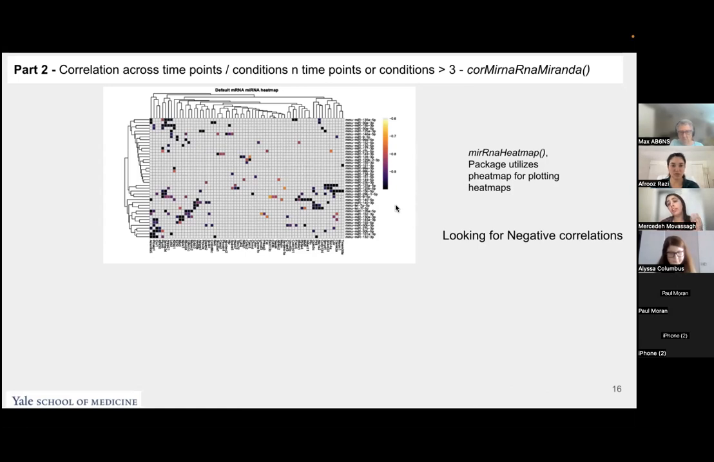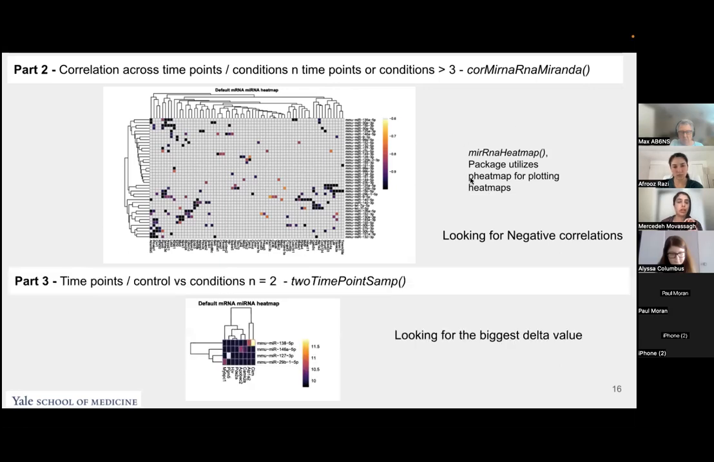And you're looking for negative correlations. So the darker the boxes mean they have the most correlations here. And this is a function that you use for it.